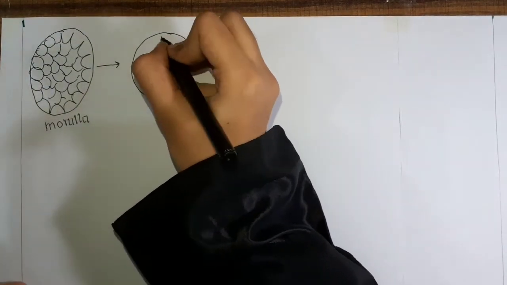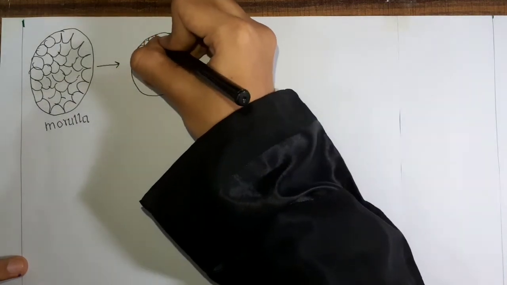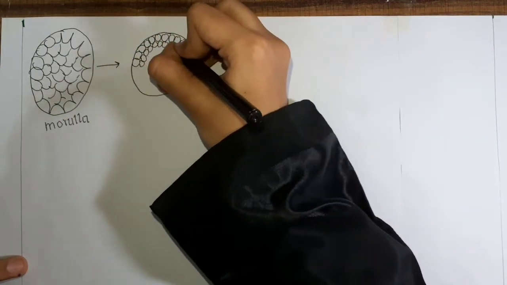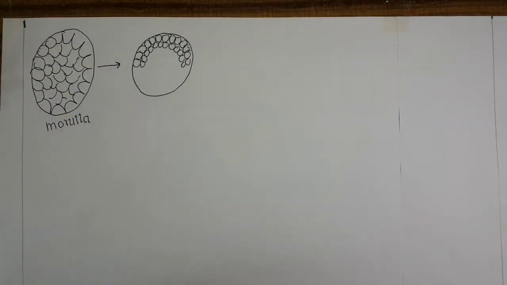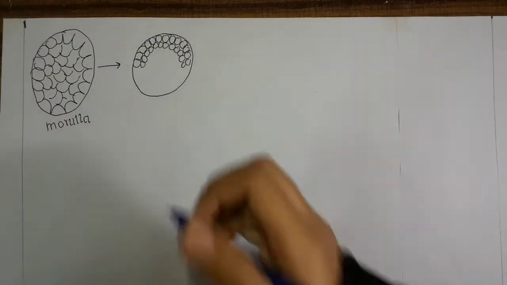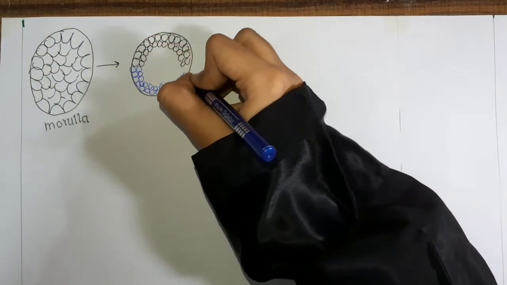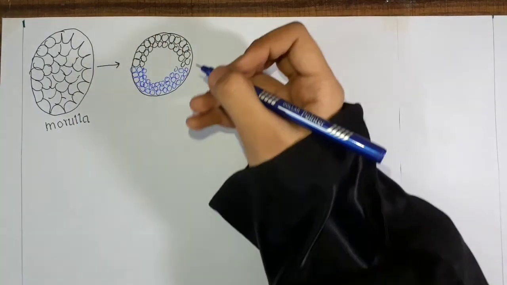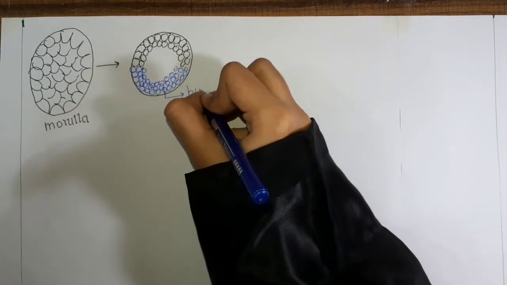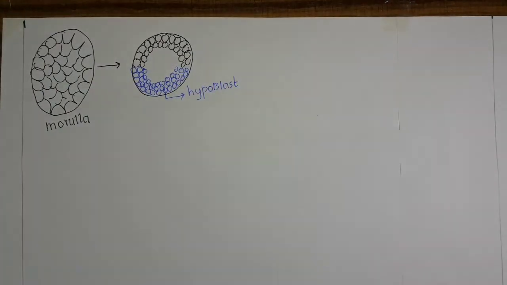What happens in the blastula? The cells divide into an upper and lower layer. The two-layer stage is formed, and this stage is called blastula. The black one that I have drawn is called epiblast, and the next one that I have drawn in blue is the hypoblast. What is it? Hypoblast.